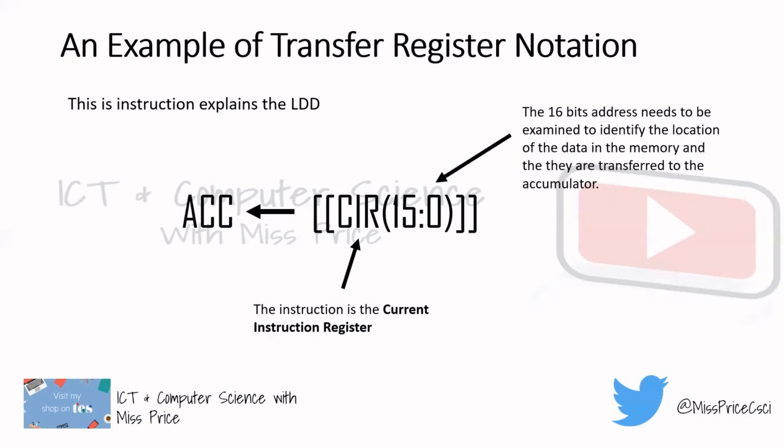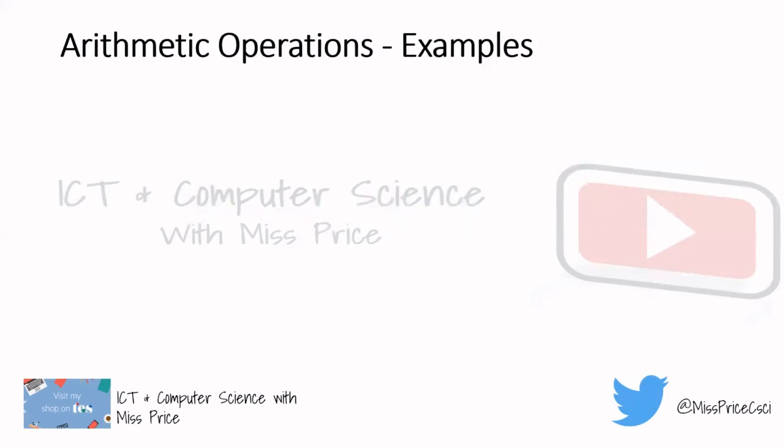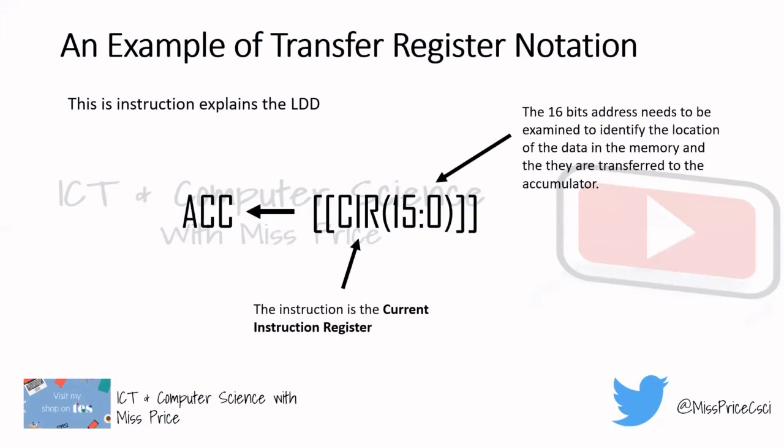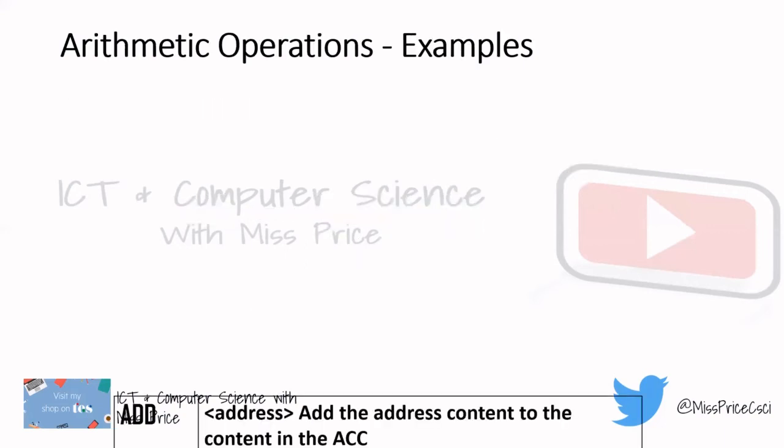This is a 16-bit address that needs to be examined to identify the location of the data in the memory, so that it is transferred to the accumulator. So this is the current instruction register. That's the 16-bit address, and it is going to the accumulator. So that's all that means.